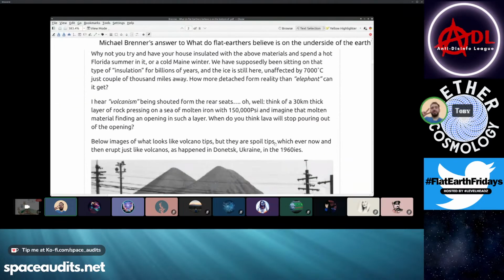Why not try and have your house insulated with the above materials and spend a hot Florida summer in it or a cold Maine winter? We have supposedly been sitting on that type of insulation for billions of years, and the ice is still here, unaffected by 7,000 degrees Celsius just a couple thousand miles away. How more detached from reality than an elephant can it get?